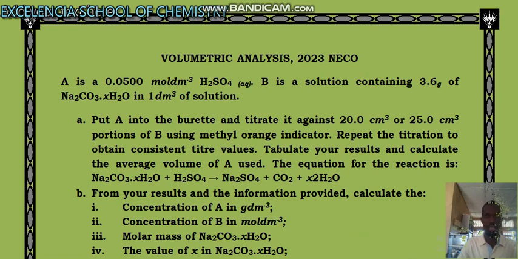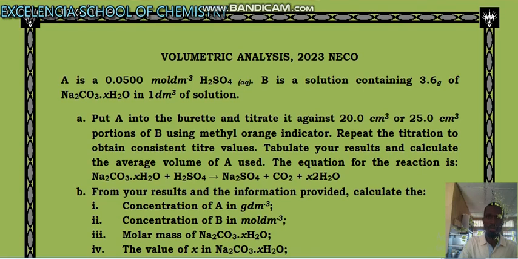A is 0.0500 mole per dm cube H2SO4 aqueous, and B is a solution containing 3.6 grams of hydrated sodium carbonate in 1 dm cube of the solution. Put A into the burette and titrate against 20 or 25 cm cube portions of B using methyl orange indicator. Repeat the titration to obtain consistent titer values. Tabulate your results, and calculate the average volume of A used. Below is the equation for the reaction.